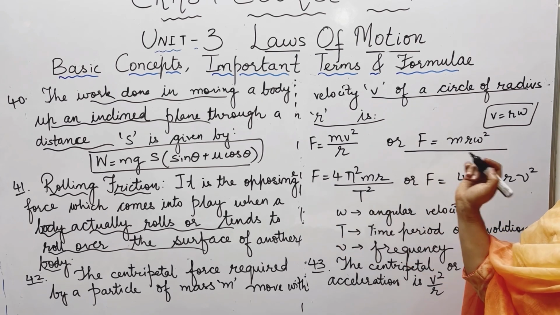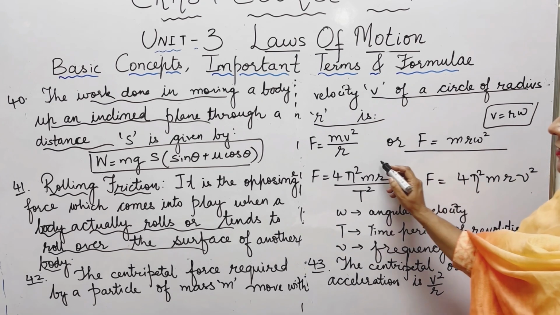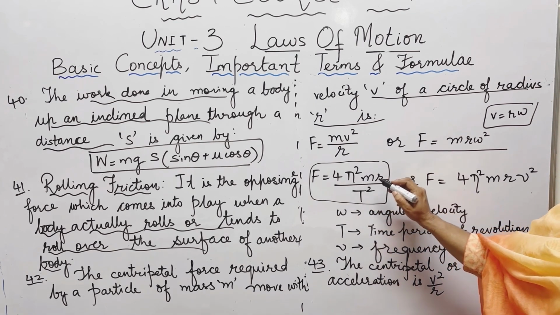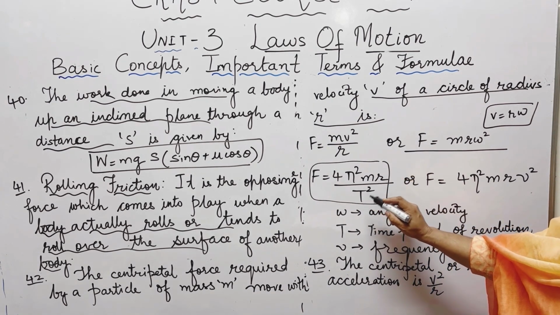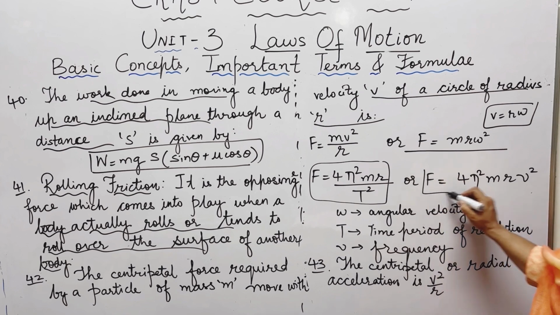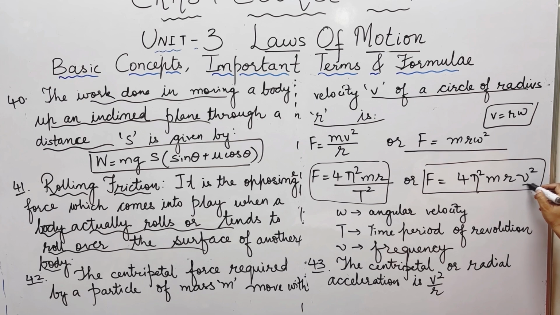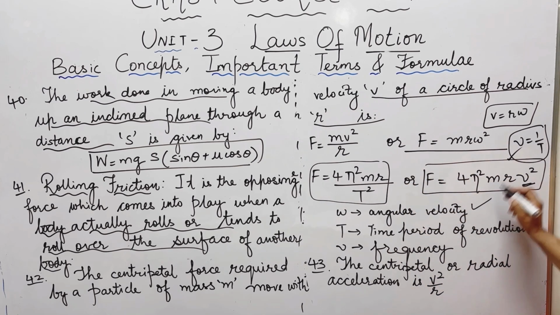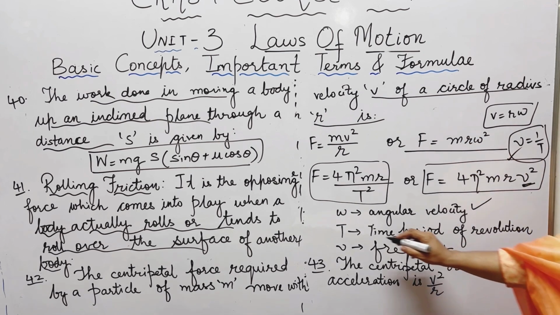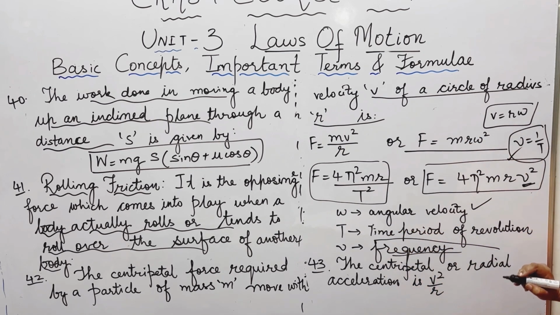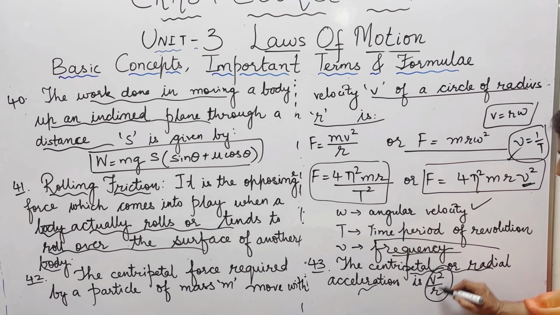Here I am taking the centripetal force. This force is also equal to 4 pi square m r by T square, where T is the time period, or F can also be written as F is equal to 4 pi square m r nu square, where nu is the frequency. We have nu equal to 1 upon T, so that is replaced here, and 1 upon T square is written as nu square. Omega is the angular velocity that we have used in these relations, T is the time period, and nu is the frequency. The centripetal or radial acceleration is given by v square by r.